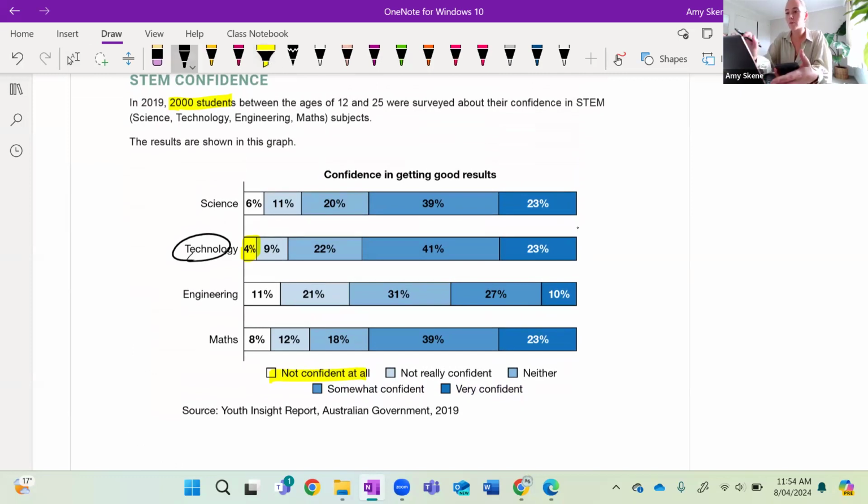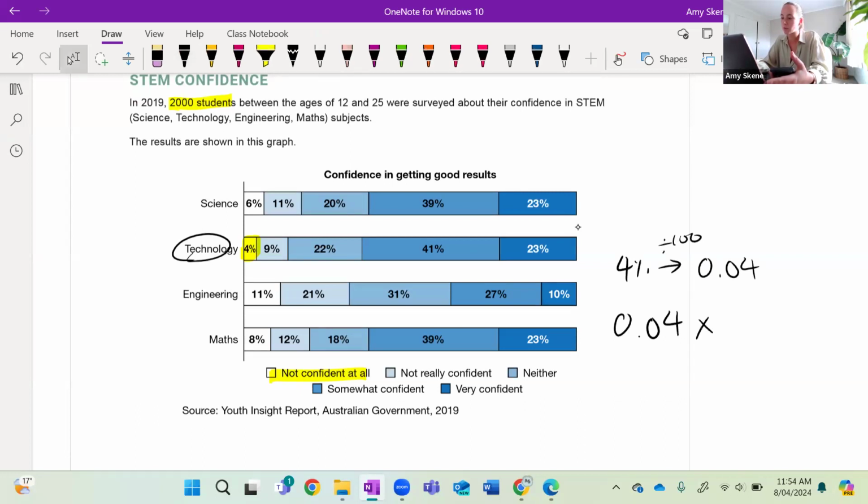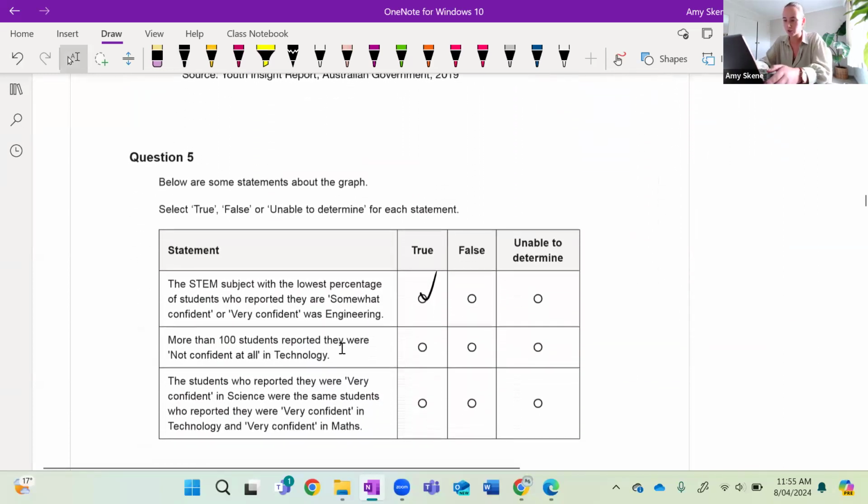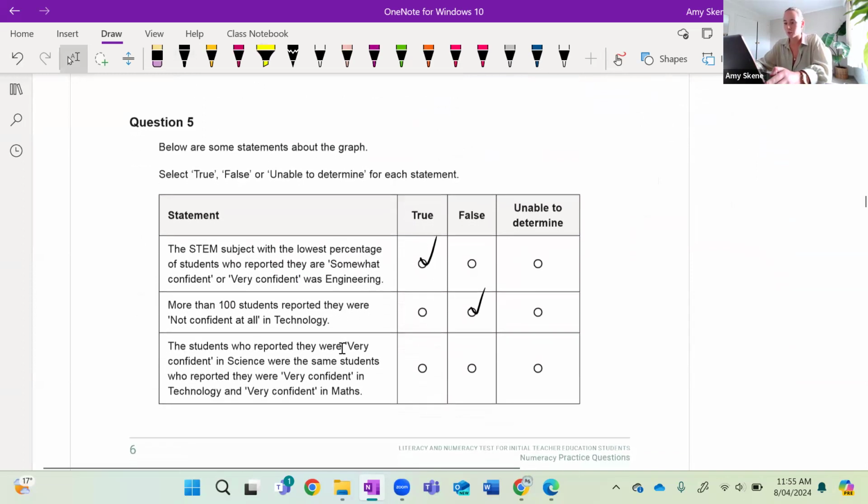To be able to find what 4% of 2,000 students is, you convert it to a decimal. Converting 4% to a decimal, what we do is we divide by 100, which makes 0.04. So we have 0.04 and we multiply that by 2,000. So that's how many students there are. Now that will give us the number of students who have voted for not confident at all. So that's given us 80 students. Now the question says more than 100 students, so that there is false because we only have 80.